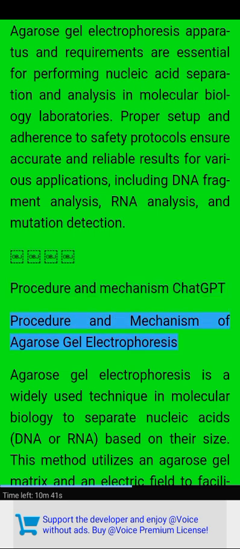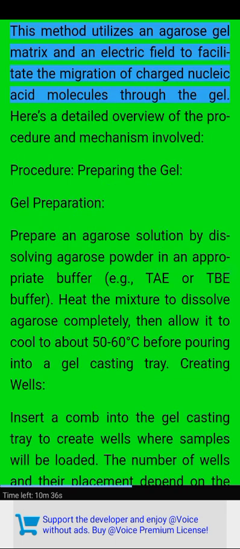Procedure and mechanism of agarose gel electrophoresis. Agarose gel electrophoresis is a widely used technique in molecular biology to separate nucleic acids, DNA or RNA, based on their size. This method utilizes an agarose gel matrix and an electric field to facilitate the migration of charged nucleic acid molecules through the gel. Here's a detailed overview of the procedure and mechanism involved.